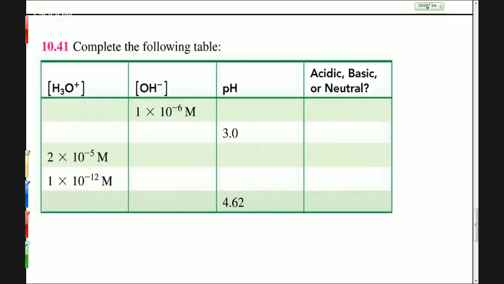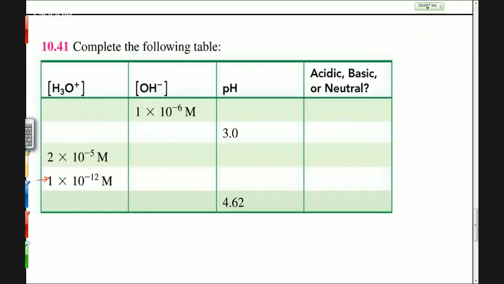Hydronium ion concentration, hydroxide ion concentration, the pH, and then is it acidic, basic, or neutral? So some of this we did last time, but some of it we didn't. So let's look, for instance, at this fourth one. We're going to skip around a little bit here, but let's look at this one right here.